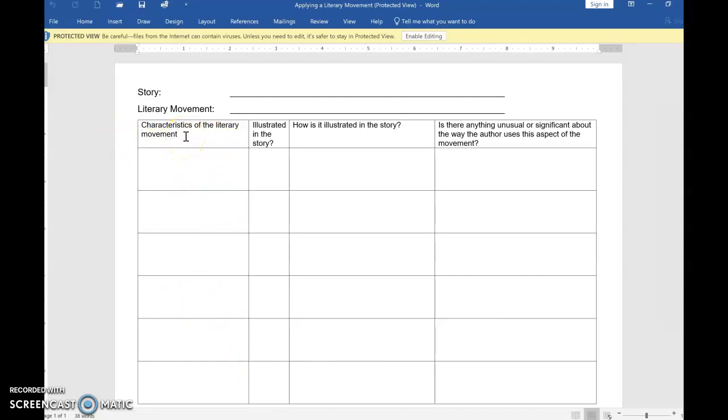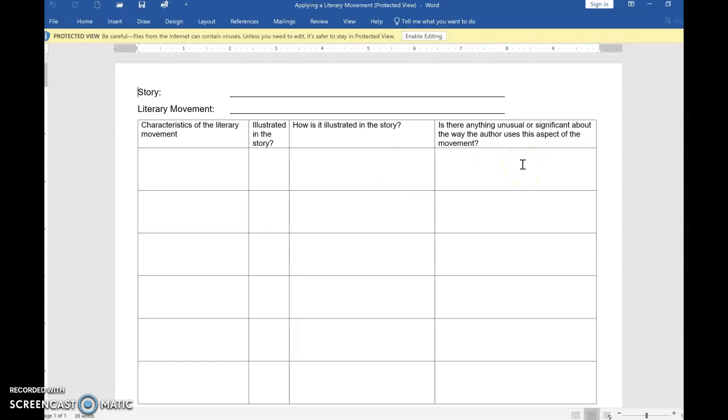So go back to the Realism PowerPoint video. That would really help you with this, to list some characteristics of each of those movements. You can also look online if you want to. Determine whether that characteristic is illustrated in the story that you have chosen. And if it is, how is it illustrated? So how does it come out in the story?